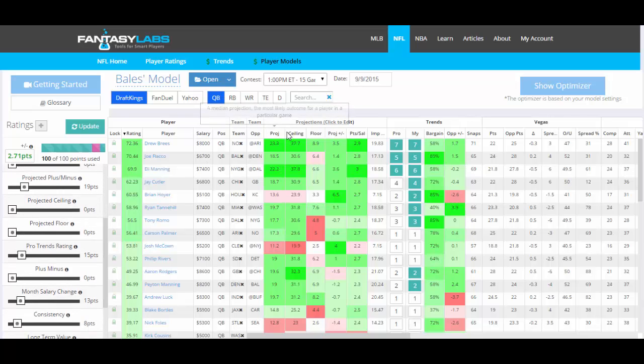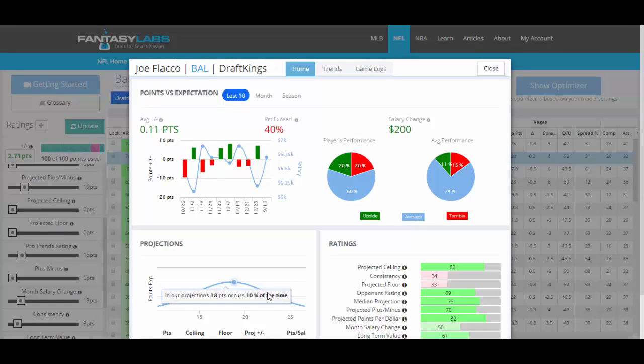Projected ceiling, projected floor. We're projecting players. I think this is another really valuable component of what we're doing. We're projecting ceiling and floor based on predictors of volatility. So looking at things like, for quarterbacks, it might be their average target length or how often they throw the ball downfield. So Flacco throws the ball downfield way more than Drew Brees. You'd expect him to have a wider range of potential outcomes because of that. And you can see that he basically does. And you can also click on a player to see that range of outcomes and try to visualize that.